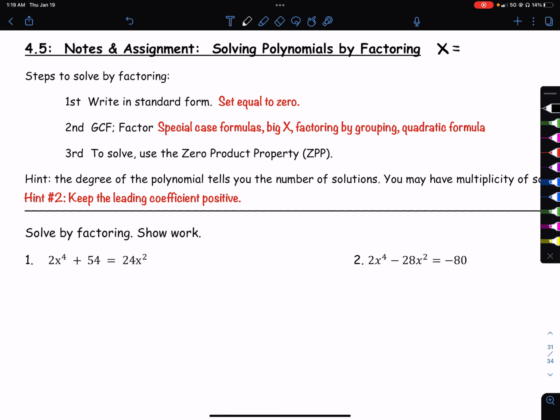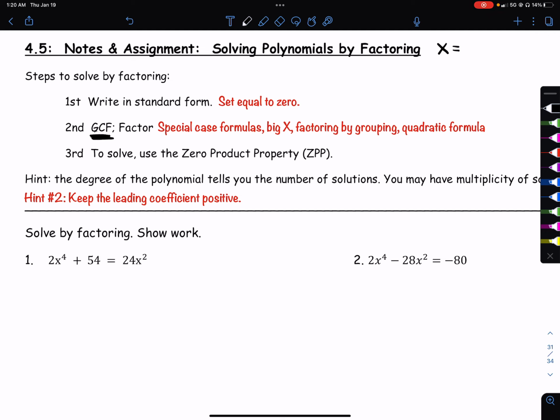So step 1, write in standard form. When we write it in standard form, that means we are setting the polynomial equal to 0. Step 2, this is where we are going to factor it. When we start with factoring, we always start by looking for a GCF. Once we have the GCF factored out, then we ask ourselves, can I factor this further? Am I looking for any special case formulas? Am I using the big X? Am I using factoring by grouping? Am I using the quadratic formula? Between today and tomorrow, we will cover all 4 of these, including GCF. I guess that makes it 5.